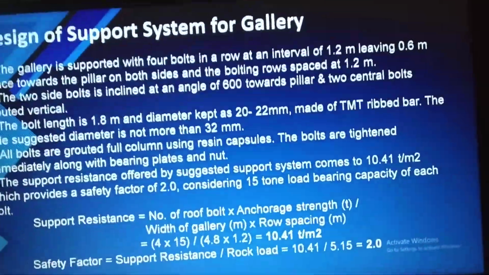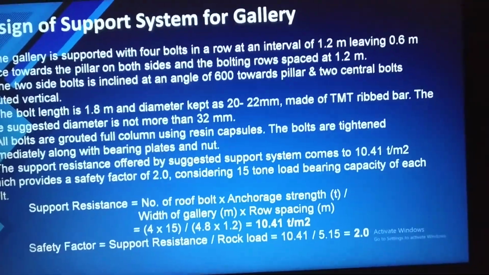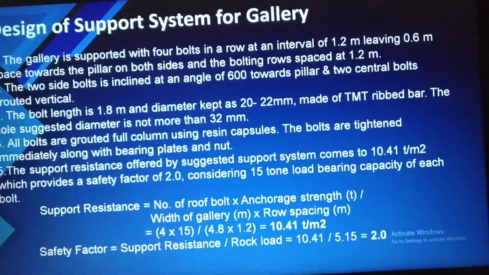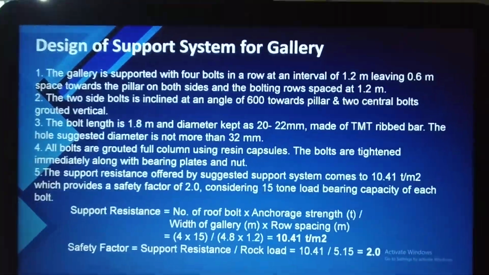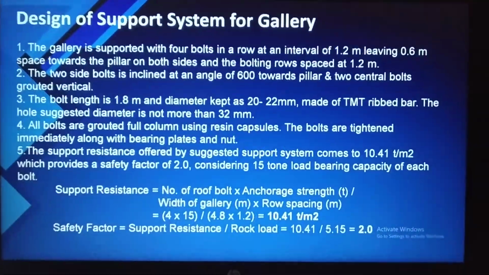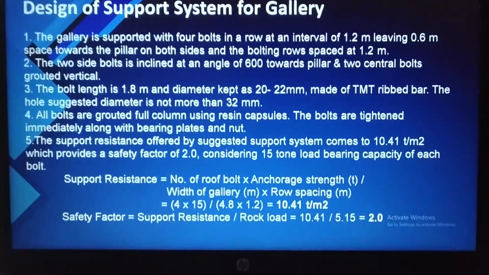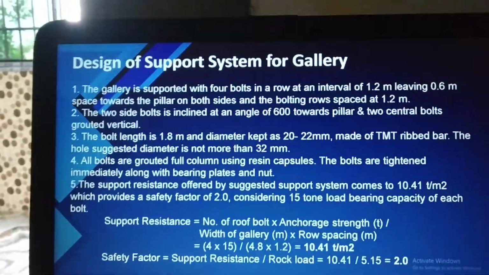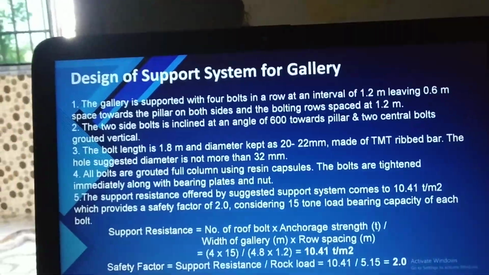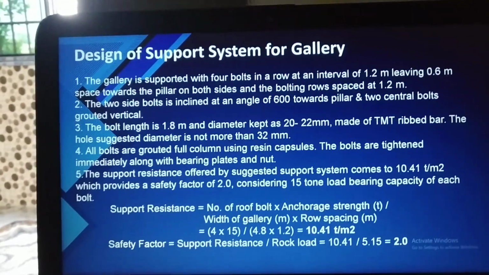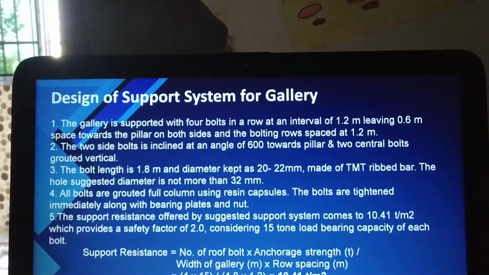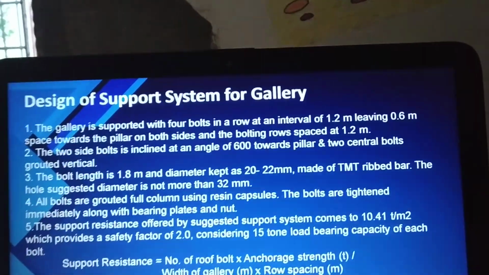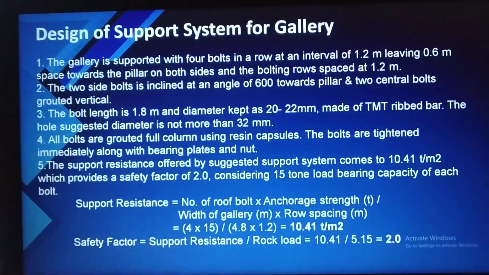For designing, since we had the numerical model already designed, we can easily design a support system for the gallery. The gallery was supported with 4 bolts in a row at an interval of 1.2 meter, leaving 0.6 meter spaces towards the pillar on both sides to act as ground pillars, and the bolting rows were spaced at 1.2 meter. The 2 side bolts are inclined at an angle of 60 degrees towards the pillar, and 2 central bolts were grouted vertically.